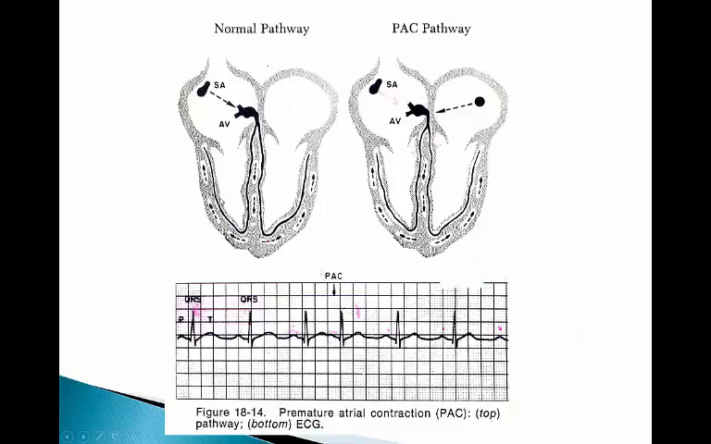Here is another pictorial representation. So here's the normal pathway of the SA node. It hits the AV node, disperses throughout the ventricle, and life is good. Those are these normal beats. Here is that atrial cell that decides to have its own way and kick off an impulse. It travels down and comes in earlier than all the other ones. So that's all that means.